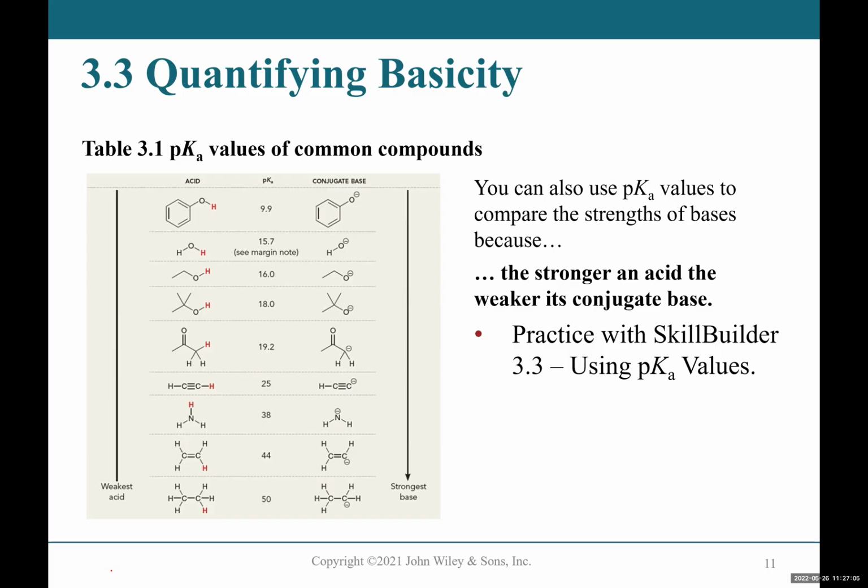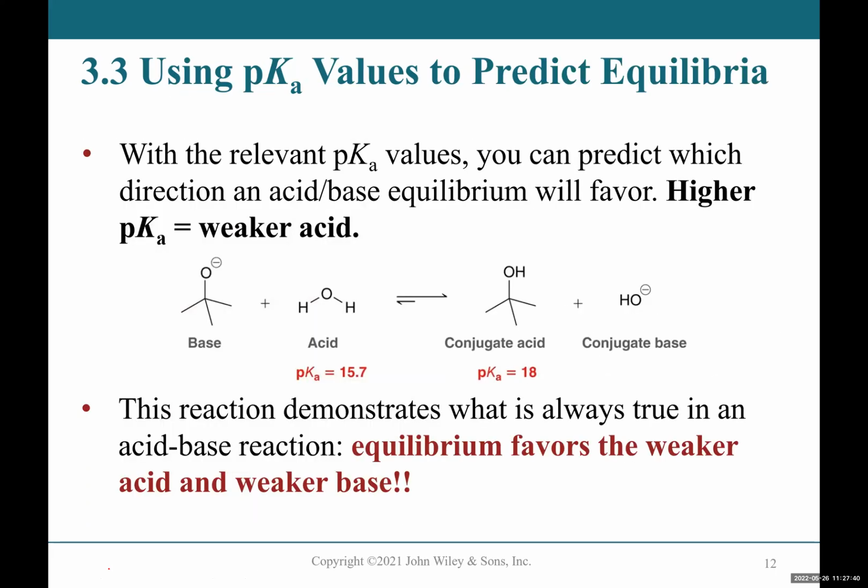So you can use these pKa values to compare the strengths of the bases. The stronger the acid is, the weaker its conjugate base. So this would have the strongest base over here. If this is the strongest acid, this would be the weakest conjugate base. So you can make some predictions of which direction the equilibrium is going to go.